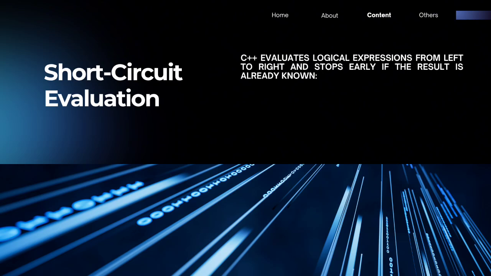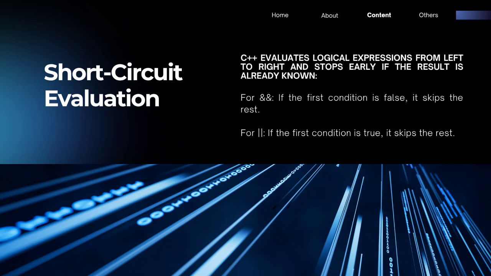Short circuit evaluation. C++ evaluates logical expressions from left to right and stops early if the result is already known. For AND, if the first condition is false, it skips the rest. For OR, if the first condition is true, it skips the rest. This is called short-circuiting. It's a smart way for C++ to avoid wasting time or doing risky operations.